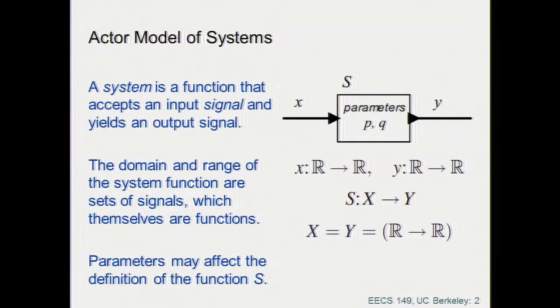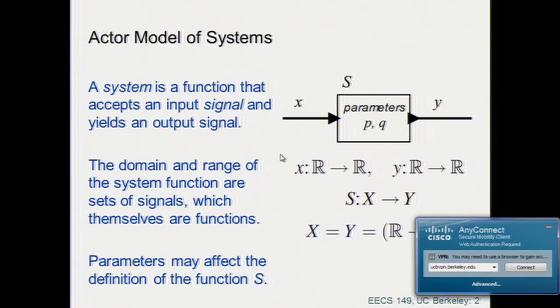Before doing that, I recall in general the definition of what an actor is. An actor is a mathematical object. We say, first of all, that a system is a function that accepts an input signal and yields an output signal. Very basic, very simple. Signals in, signal out. The domain and range of a system function are sets of signals, which themselves are functions. So this, in mathematical terms, is a functional view of the behavior of a system.